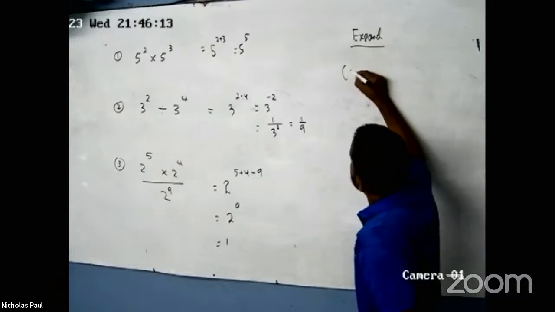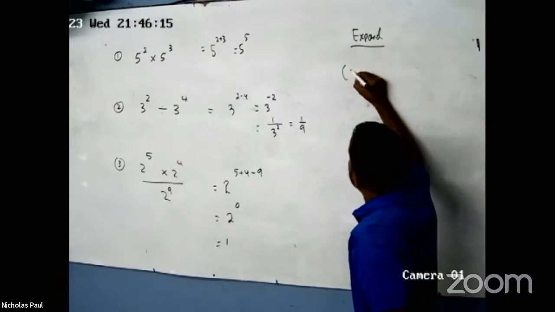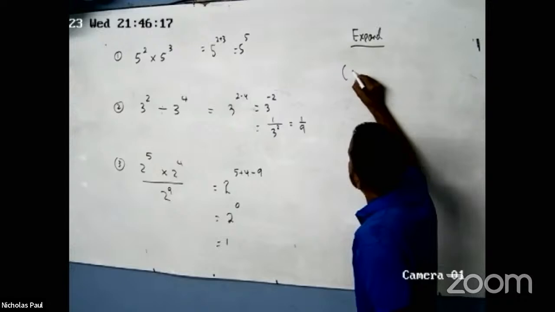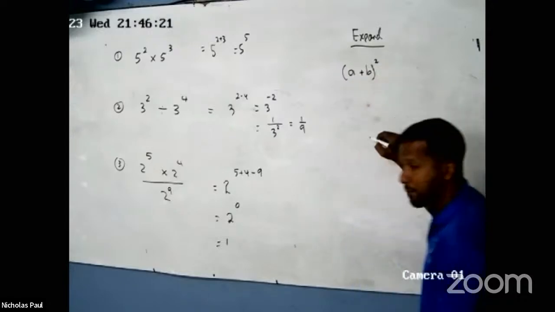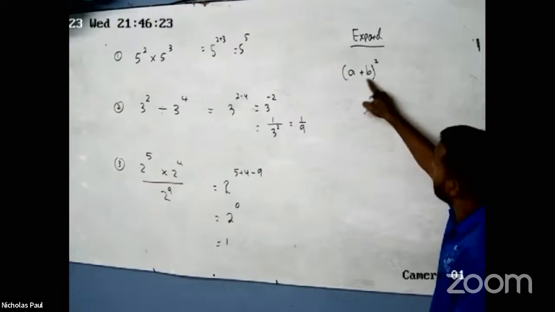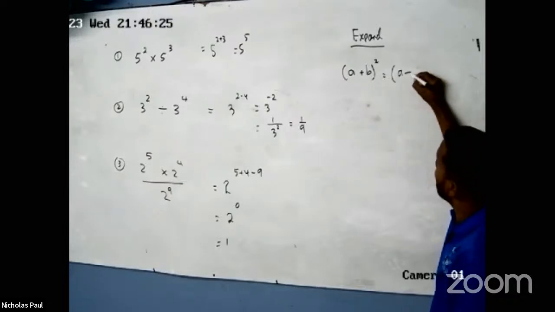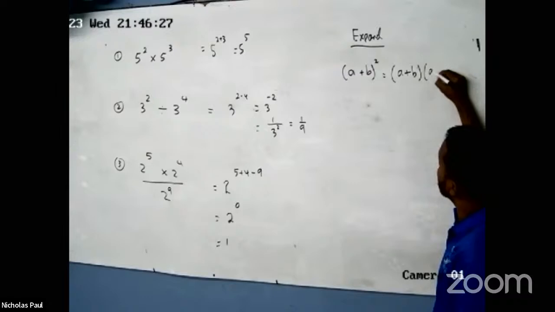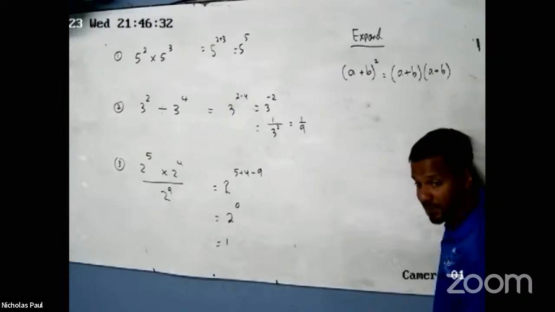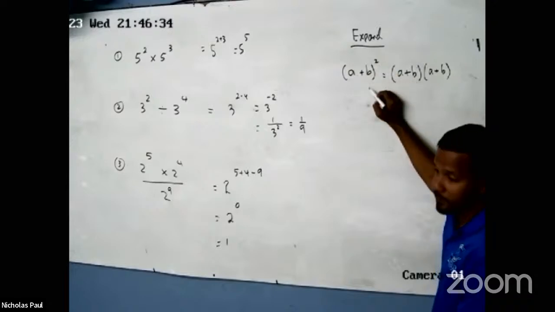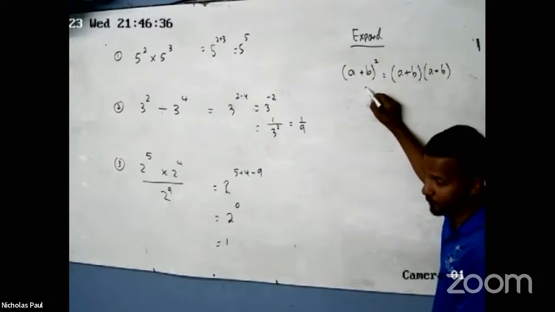So we have to be able to expand something like this. Let's say I give you (a plus b) squared. What does that mean? Right? (a plus b) squared means (a plus b) multiplied by (a plus b). That's okay? The common mistake is that people square a and square b, and they forget what happens in between.